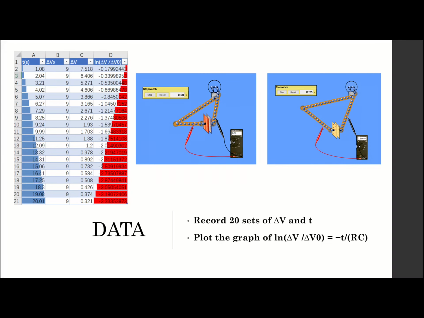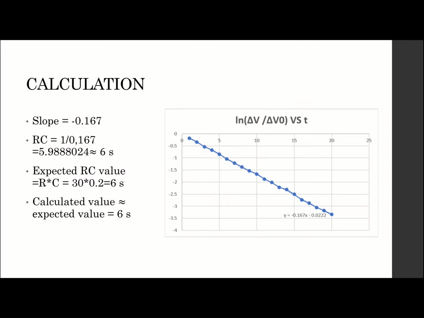So using the CCK, I recorded 20 sets of delta V and t, and then I plotted the graph of ln of delta V over delta V naught versus t. As shown on the graph, the slope of the line is negative 0.167, and from the function that we got previously, RC equals 1 over 0.167, which is close enough to 6 seconds. And our expected RC value equals R times C, which is 30 ohms times 0.2 farads, which also equals 6 seconds.